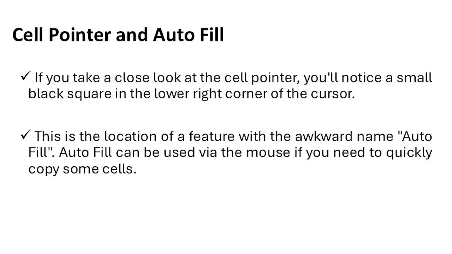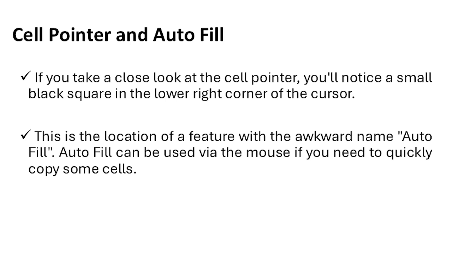Cell pointer and autofill. If you take a close look at the cell pointer, you'll notice a small black square in the lower right corner of the cursor. This is the location of a feature with the awkward name autofill. Autofill can be used via the mouse if you need to quickly copy some cells.